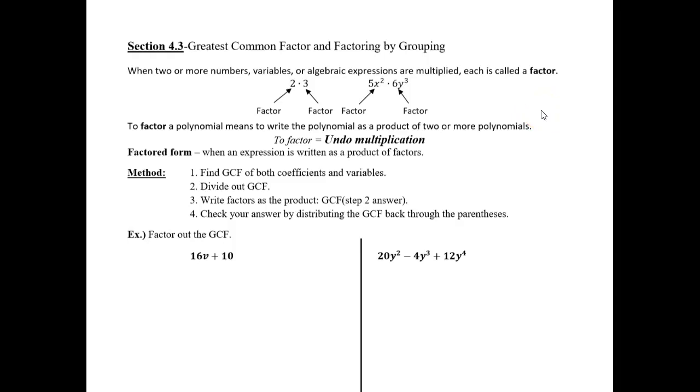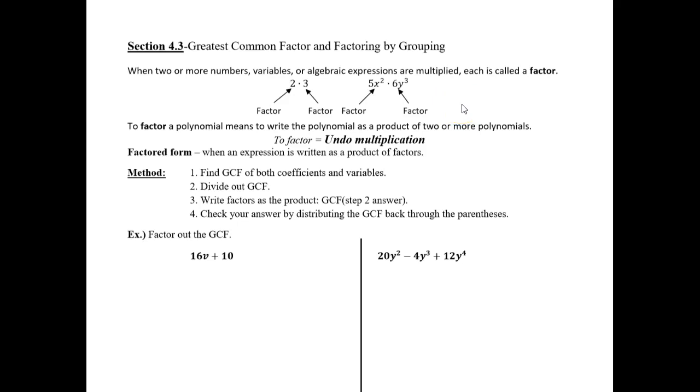Hello again. In this video we're going to be talking about factoring, and in particular factoring out the greatest common factor. So first let's talk about what a factor is. When we have two or more numbers or variables or algebraic expressions being multiplied, those terms that are being multiplied are called factors. So when I take 3 times 2, 2 is a factor and 3 is a factor of 6. Same thing if I throw in some variables.